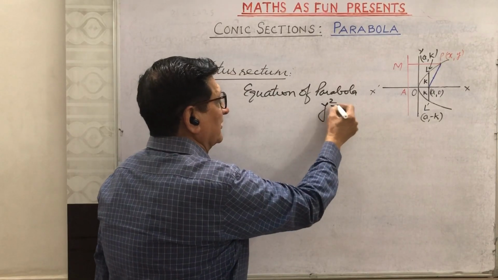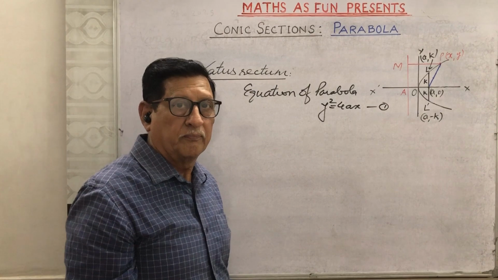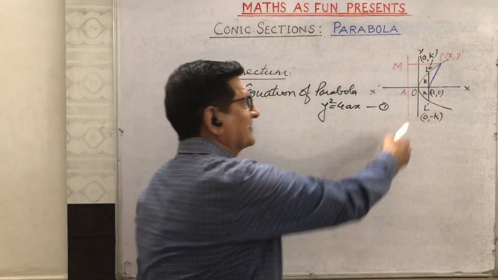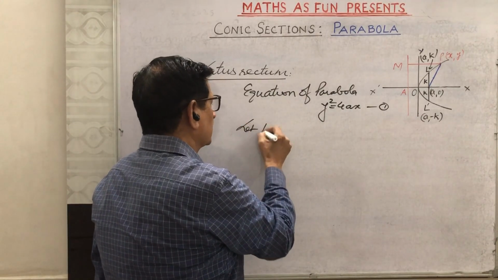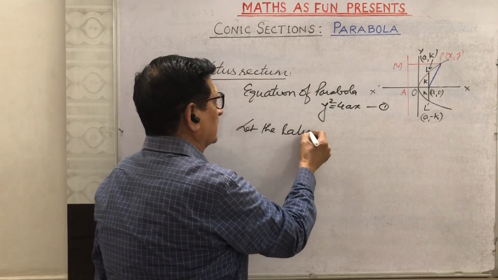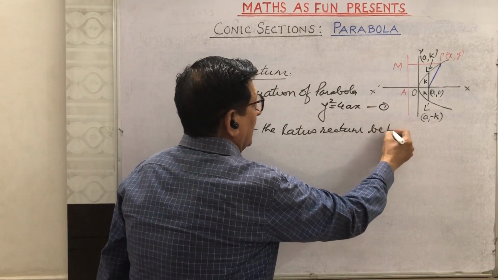Here for this parabola, which is in the standard form, the equation of the parabola is y square equal to 4ax. Let the latus rectum be L dash.